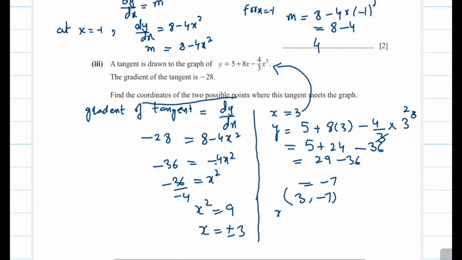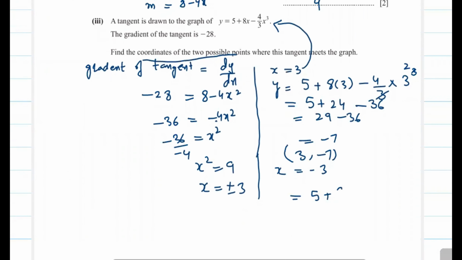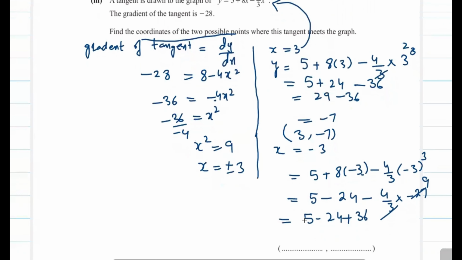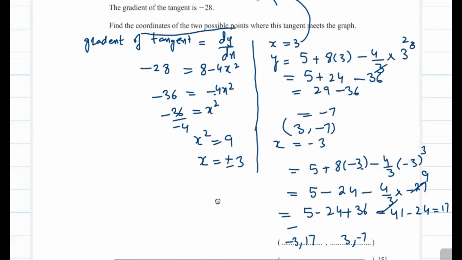Next is to take the coordinate of the point at x equal to minus 3. Now we can write 5 plus 8 into minus 3 minus 4 over 3 into minus 3 to the power 3. Now we can write 5 minus 24 minus 4 over 3 multiplied by minus 27. Now 3 nines are 27, minus minus plus, so 5 minus 24 plus 36. That value becomes 41, 5 plus 36 is 41, minus 24. That's equal to 17. Now the next coordinate is minus 3, 17, and the other is 3, minus 7. These are the coordinates of the points.